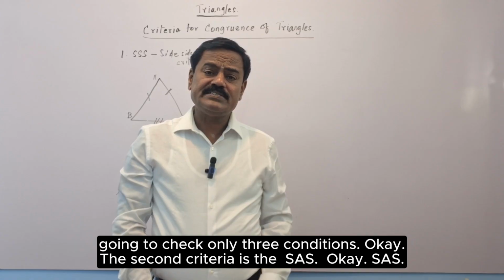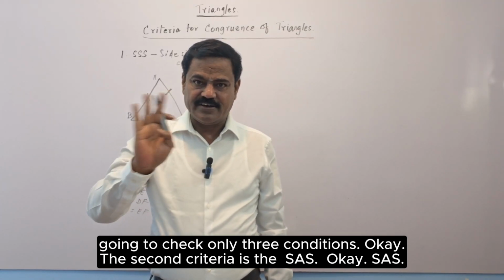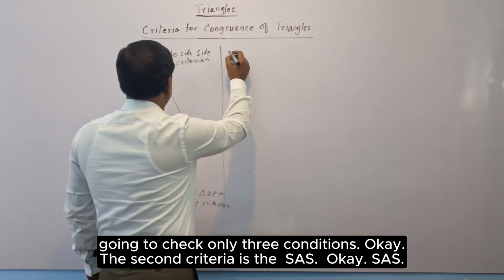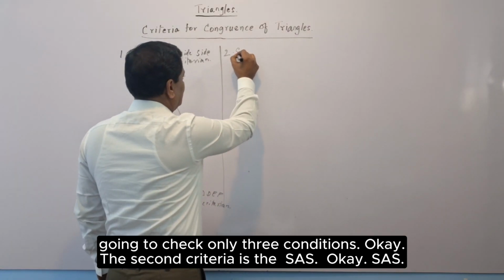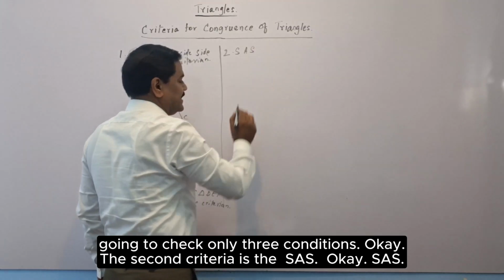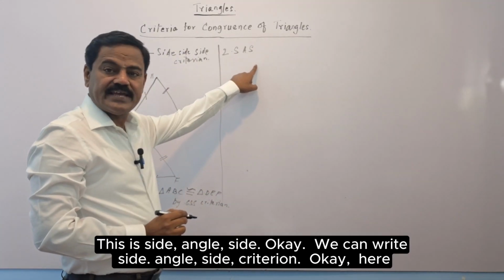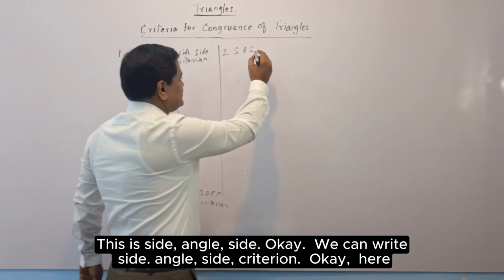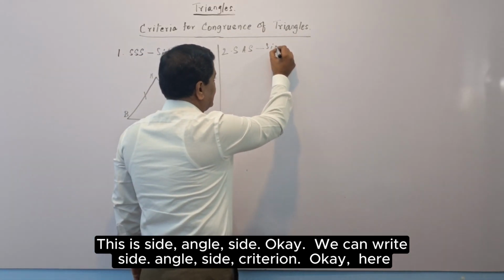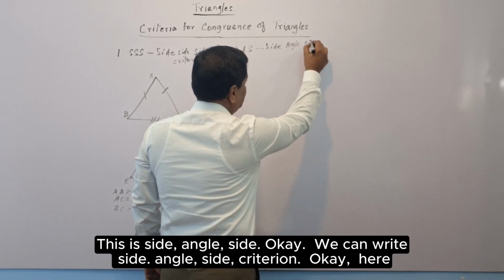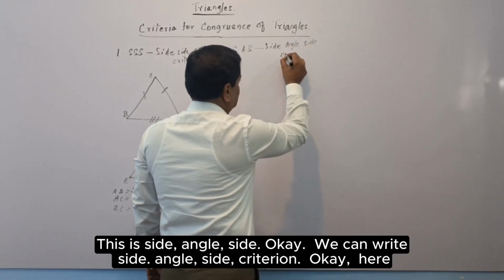Here also we are going to check only three conditions. The second criteria is SAS. This is side, angle, side. We can write side, angle, side criterion.